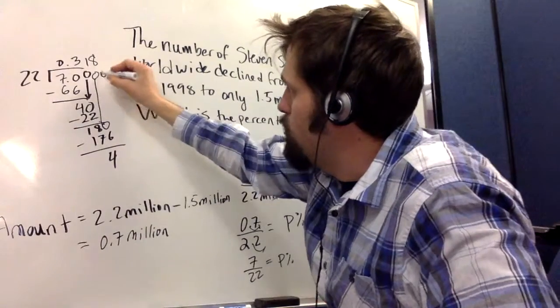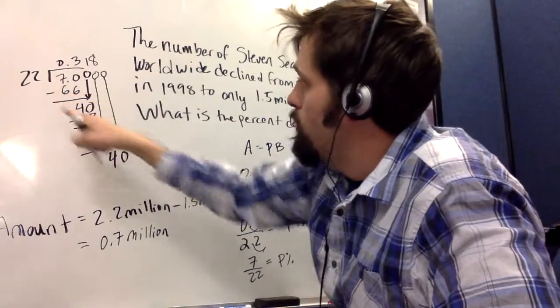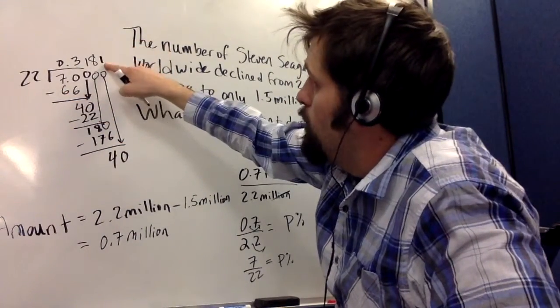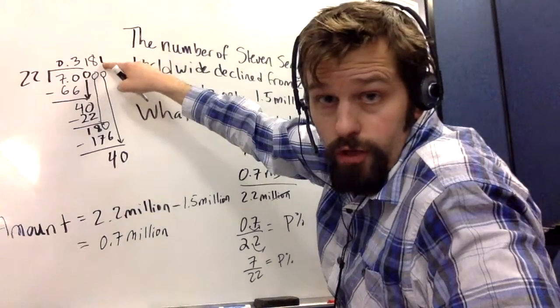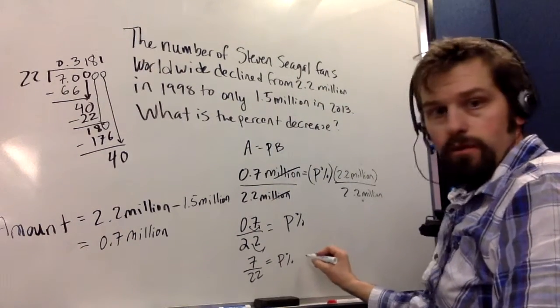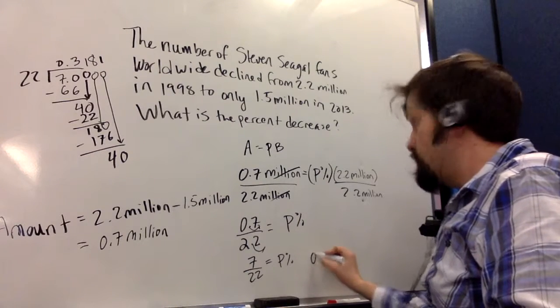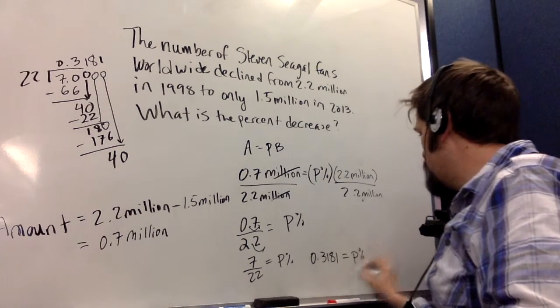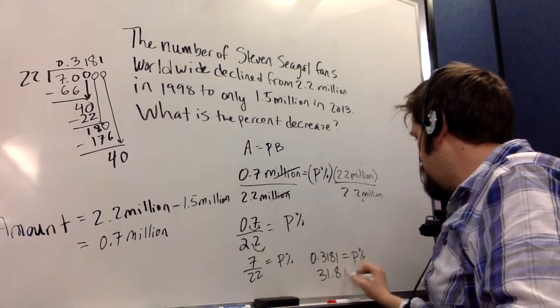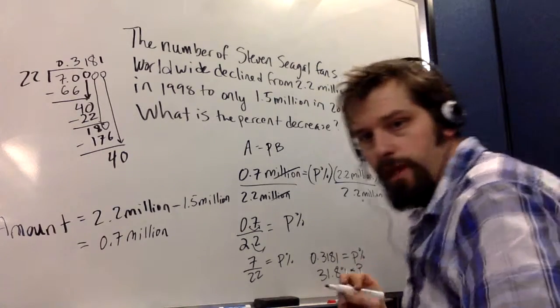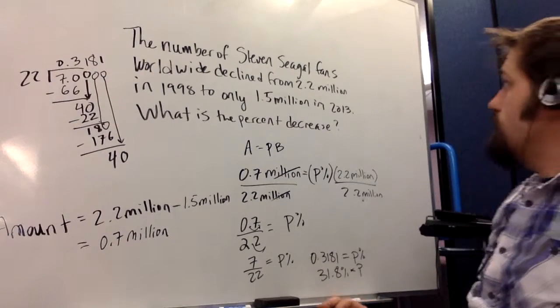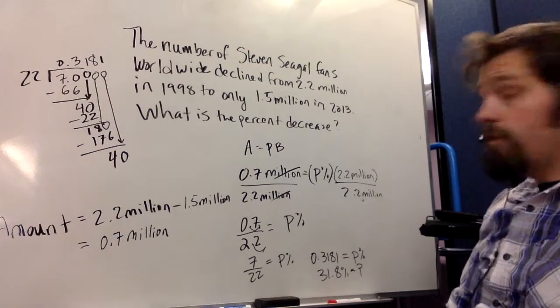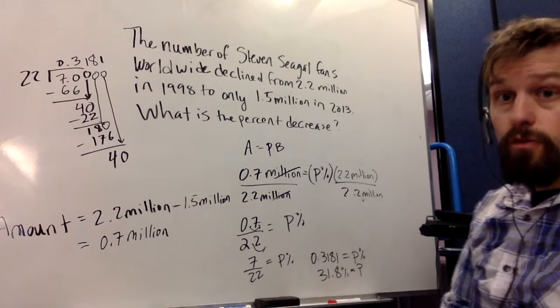And so now I put a 0, bring it down, 1 group of 22 makes a 1, so I know that this digit's a 1, so I know that over here, 0.3181 is p%, which means 31.8% equals p. So the percent decrease in Steven Seagal fans is, to the nearest tenth of a percent, 31.8%.